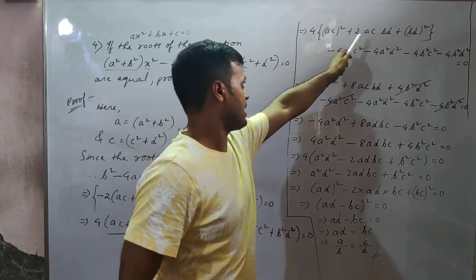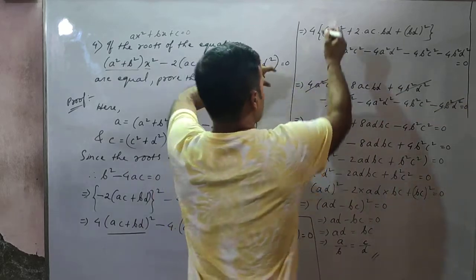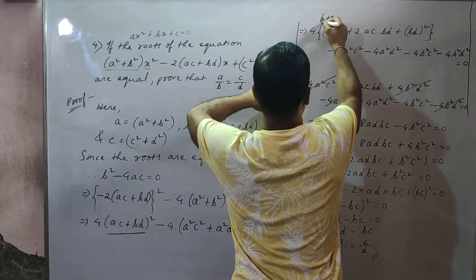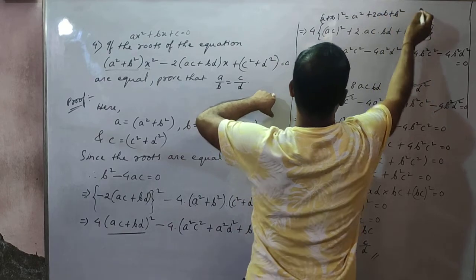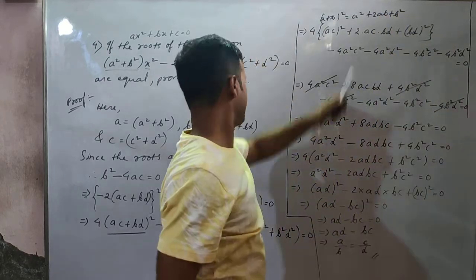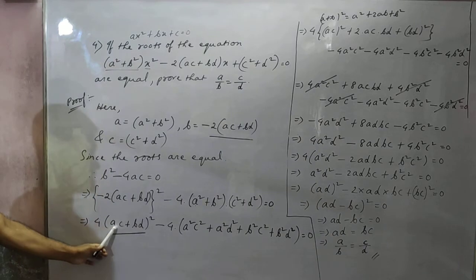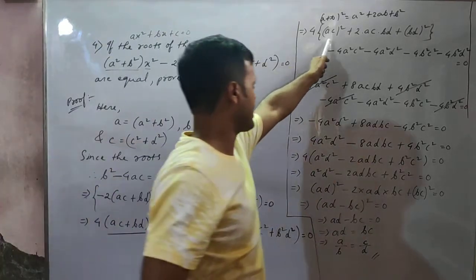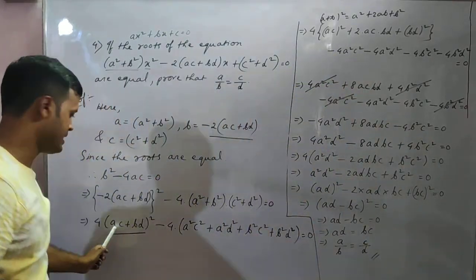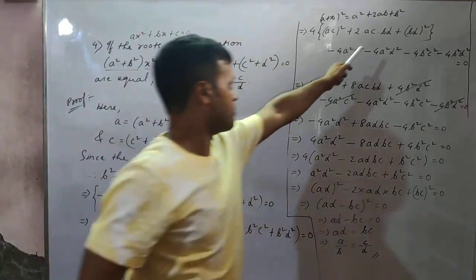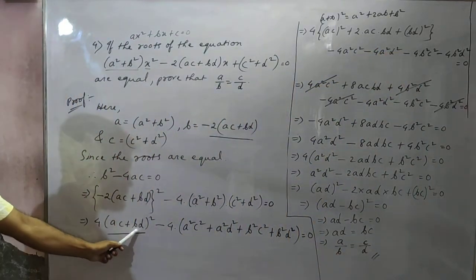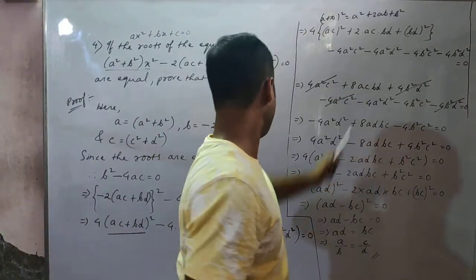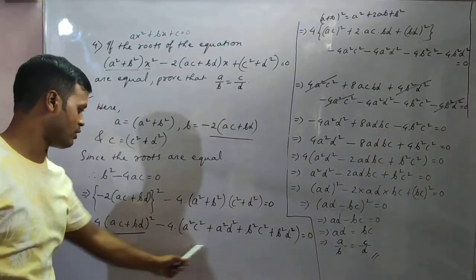A plus b whole square is a square plus 2ab plus b square, isn't it? So this is a. What is a here? AC. So ac square plus 2 into ac into bd plus bd square. Here b means what? Bd, isn't it? So bd square. And this one with minus 4 I am multiplying all these terms.